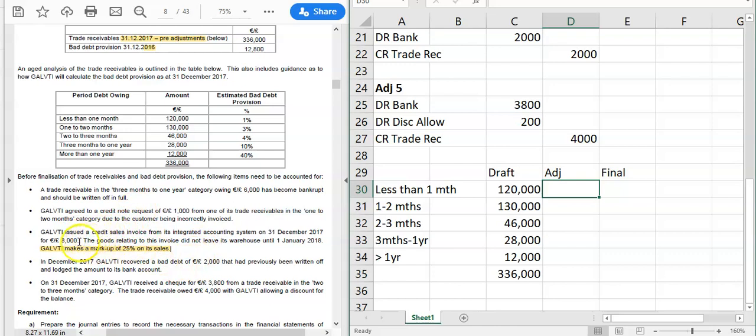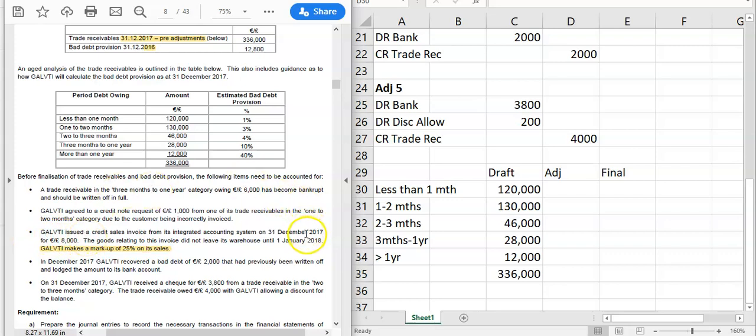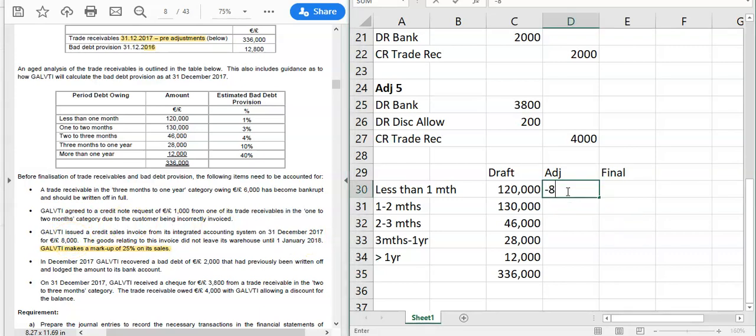So the obvious one here will be this one. And this is a tricky one, adjustment 3. You're only after making a sale on 31st December. So by definition, you would have had that sale in the 1 month. We know that's now wrong. So we're going to do minus 8,000 there. That shouldn't have been in there.